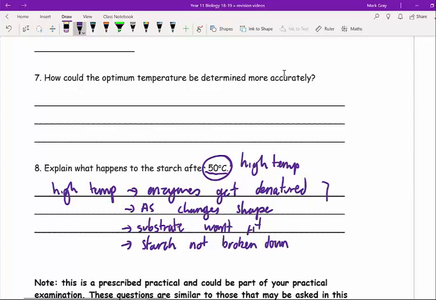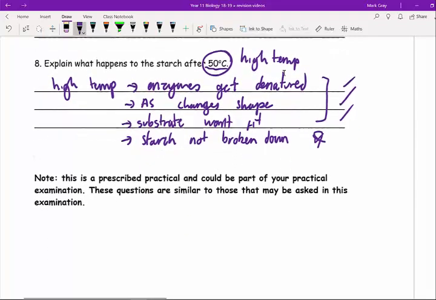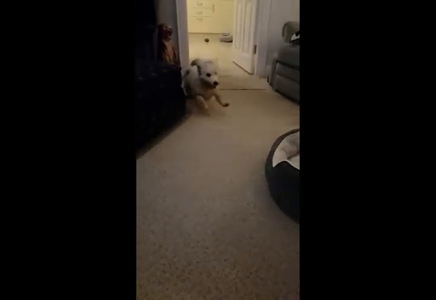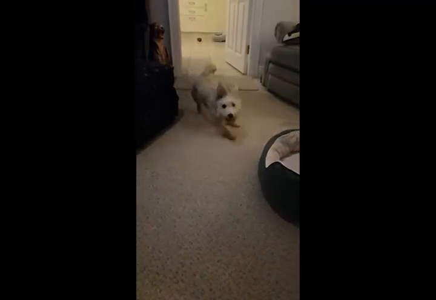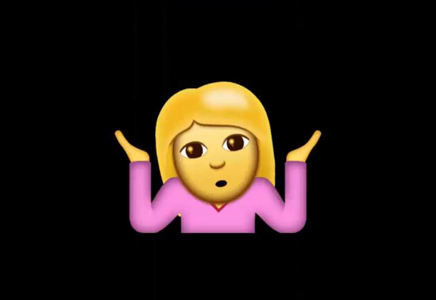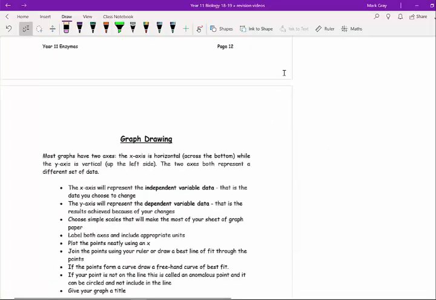Now, these three never change. It's always the same. The only bit that you might have to include is something which is specific to the experiment. Okay? So, that is enzymes and temperature.